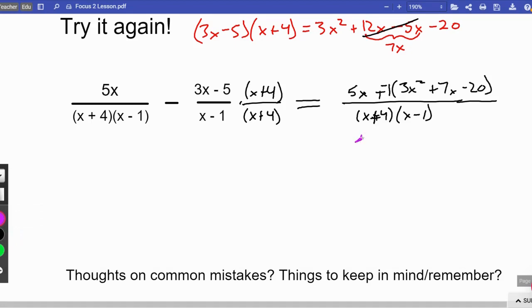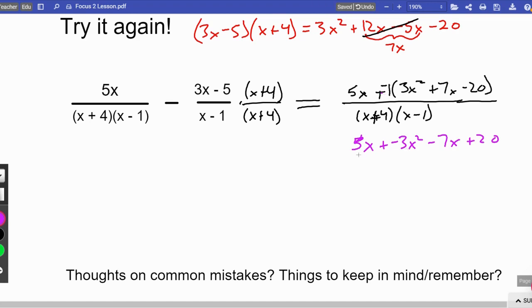So then the top is going to look like, really, this is just the top, 5x. The signs are all going to change, so it's going to be plus a negative 3x squared. And then this negative 1 would go to the 7x and become a negative 7x. The negative 1 would go to the 20 and become a positive 20. Notice I wrote plus and negative here. That was just for the first one because I had a plus sign right here. And then I did the negative to the 3x.